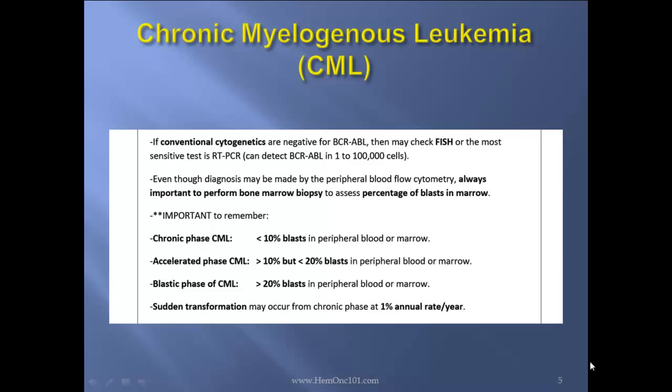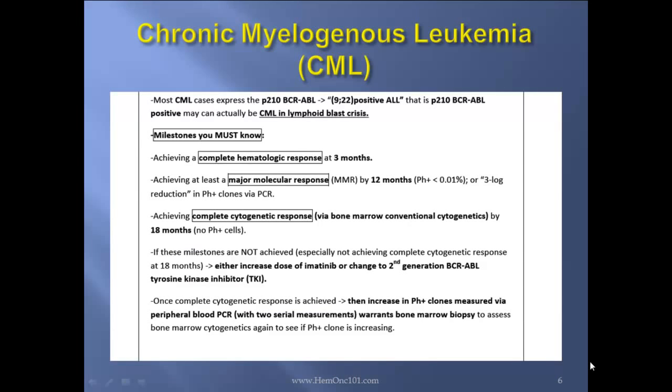In the accelerated phase CML, between 10 and 20% blasts in the peripheral blood or marrow, or the blastic phase, which is more than 20% blasts in the peripheral blood or marrow. Sudden transformation may occur from chronic phase at 1% annual rate per year. Most CML cases express the P210 BCR-ABL.